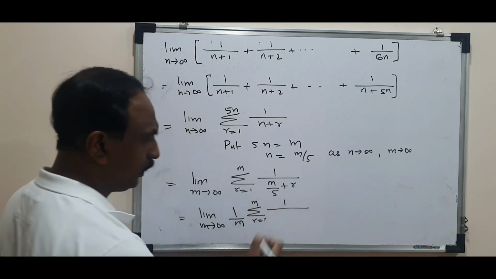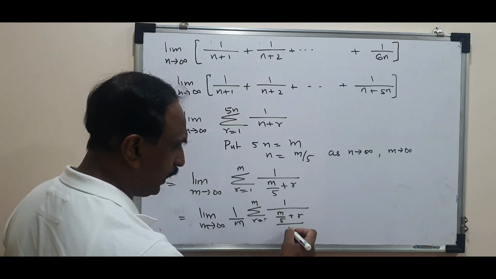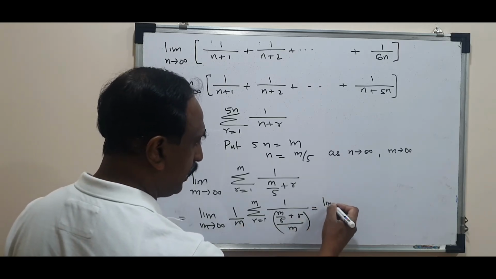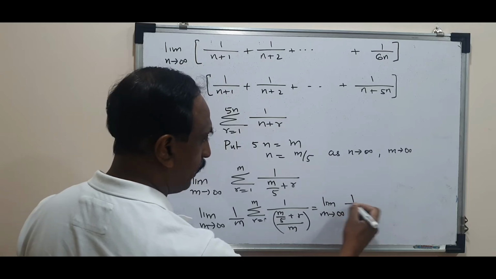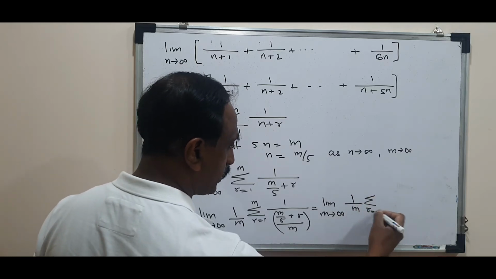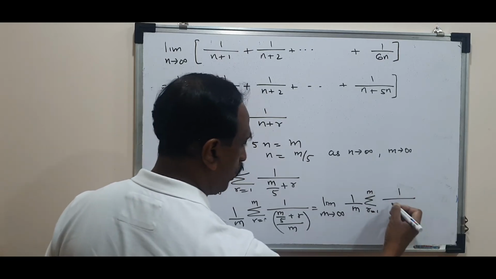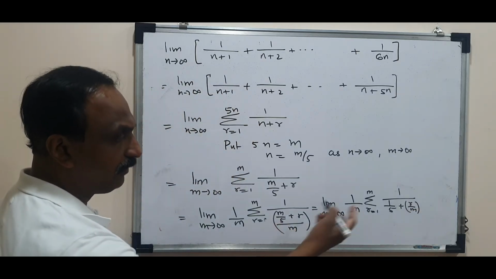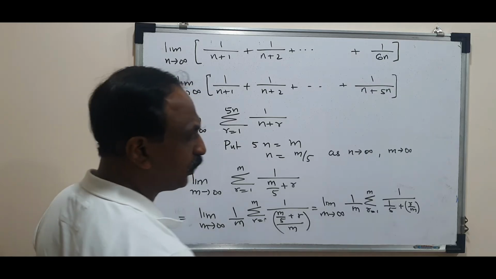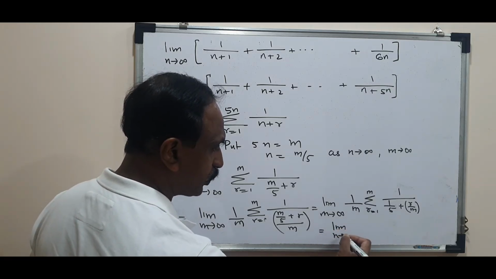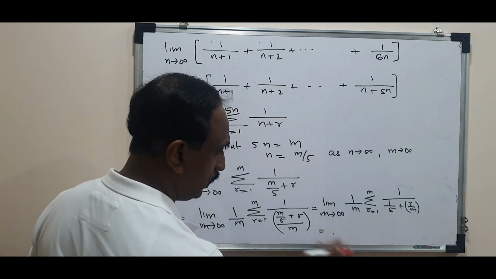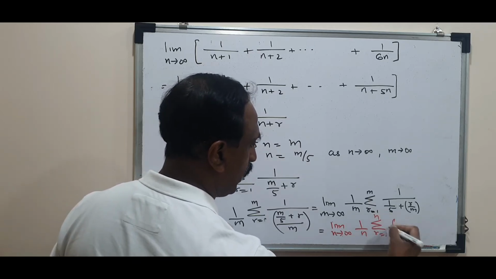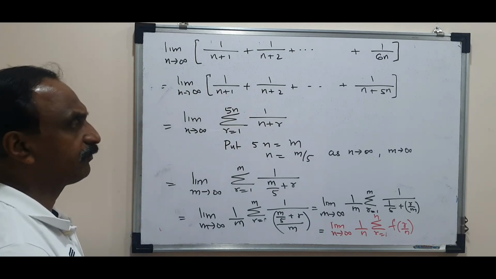So limit m tends to infinity, 1 by m into sigma r equal to 1 to m, 1 upon (m by 5 plus r) divided by m. That is, I divided and multiplied with m, which is equal to limit m tends to infinity, 1 by m sigma r equal to 1 to m, 1 upon 1 by 5 plus r by m. So instead of m by 5, I'll have 1 by 5. So now this is exactly in our formula. Let's recap our formula: limit n tends to infinity, 1 by n sigma r equal to 1 to n, f of r by n.